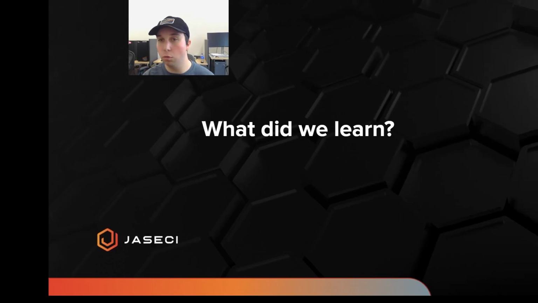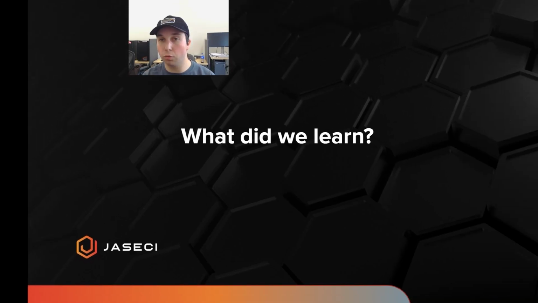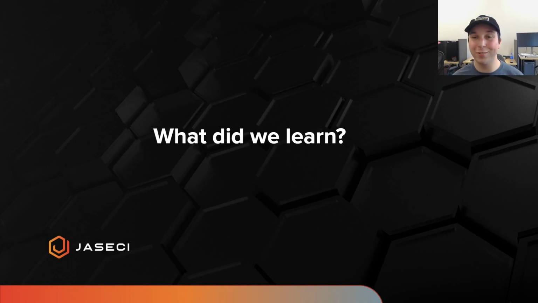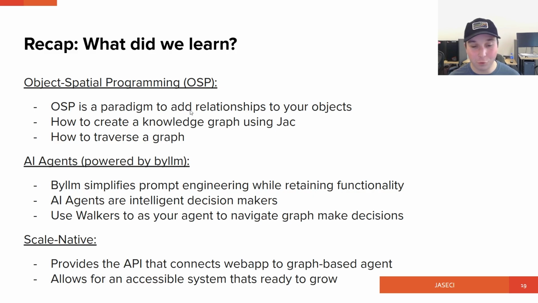And then let's have a quick little recap of what exactly we learned today through this presentation. First of all, object spatial programming is a paradigm to add relationships to your objects. We learned how to create a knowledge graph using Jac. We learned how to traverse that graph to get the knowledge we need to make intelligent decisions. We learned how to make AI agents through ByLLM and how ByLLM simplifies a lot of the prompt engineering required when designing these agents, while still retaining all the functionality any other agent would use.